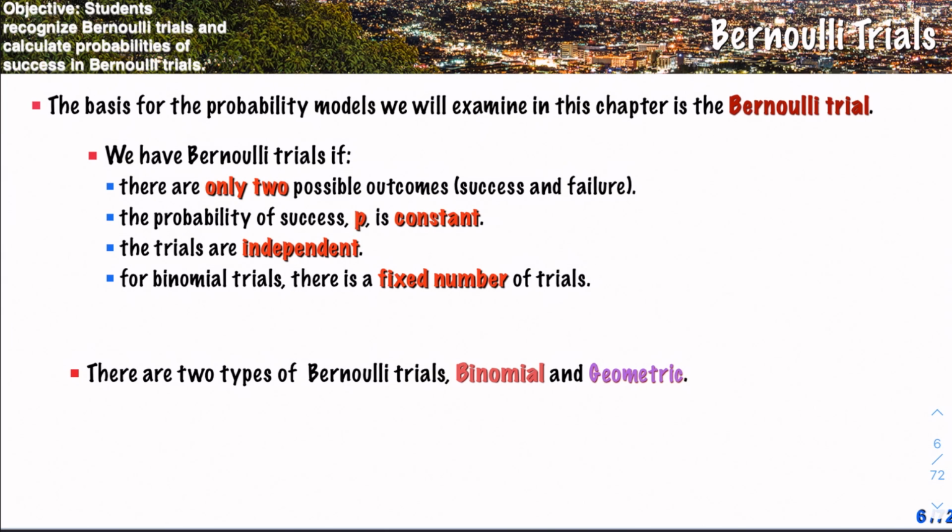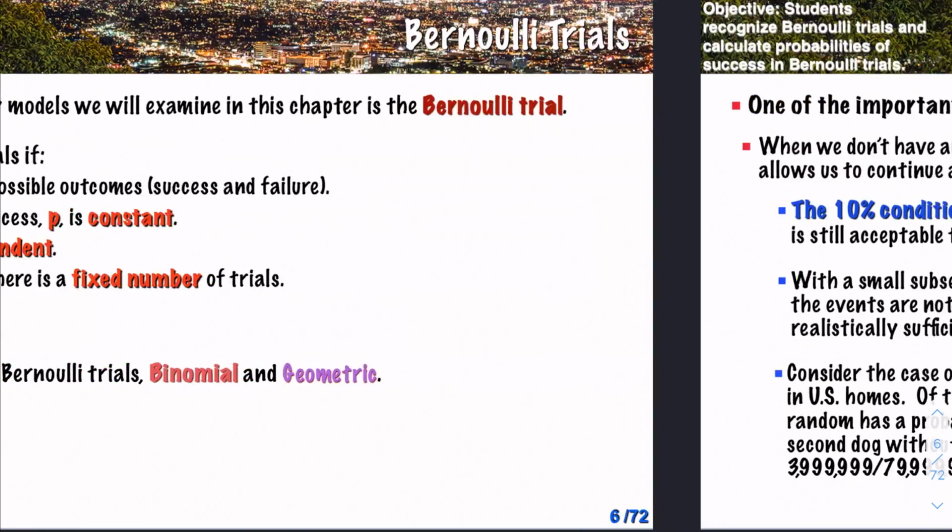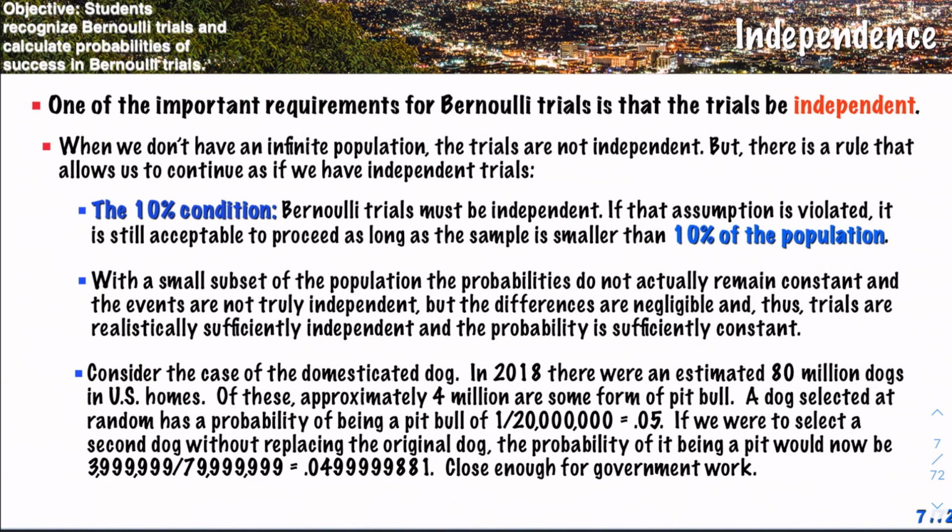With a Bernoulli trial, there are 2 types that we'll see, a binomial or a geometric. Binomial is the probability of getting X number of successes, and geometric is the probability of waiting until you get a first success. One of the important requirements for Bernoulli trials is that the trials are independent. We've looked at this many times when it comes to identifying if events are independent or not.